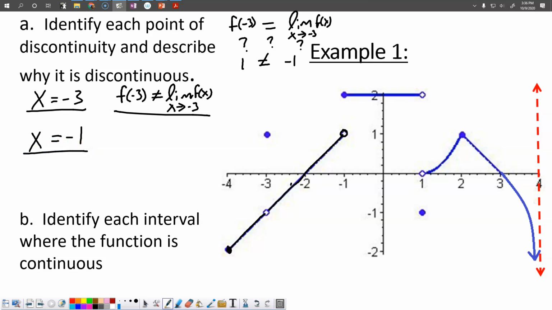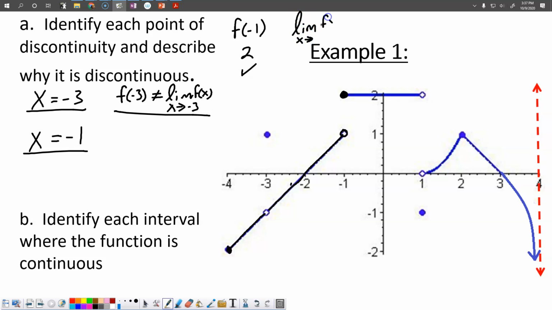Now let's see why it's discontinuous at that point. We have to check three things. We have to check to see if the function exists. So let's do that first. Does the function exist at that point? What is f of -1? Well, we do have a solid dot when x equals -1. It's right here. So the y value is 2 at that point. So f of -1 exists. Check. Nice. Let's see if the limit exists.